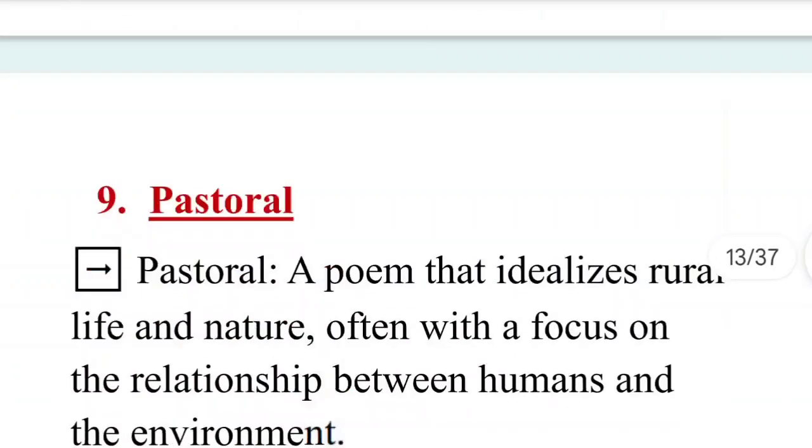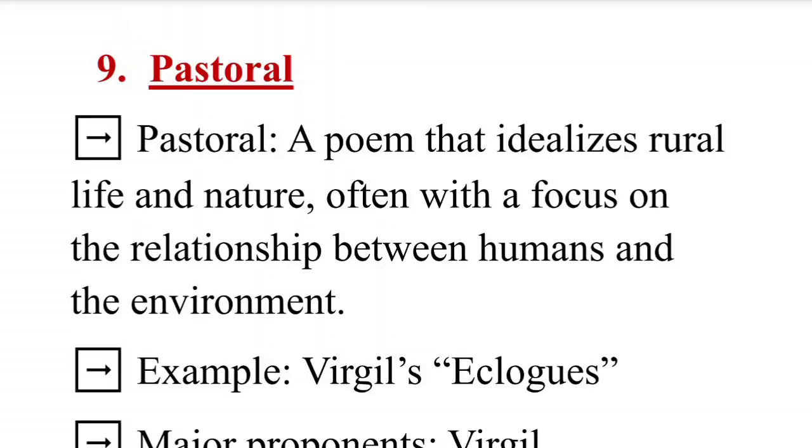As we move forward, the next type is pastoral elegy. Pastoral is a poem that idealizes rural life and nature, often with a focus on the relationship between humans and the environment. The setting of these poems is nothing but rural life, that is village life, and also nature, which focuses more on the relationship between humans and the surrounding environment.